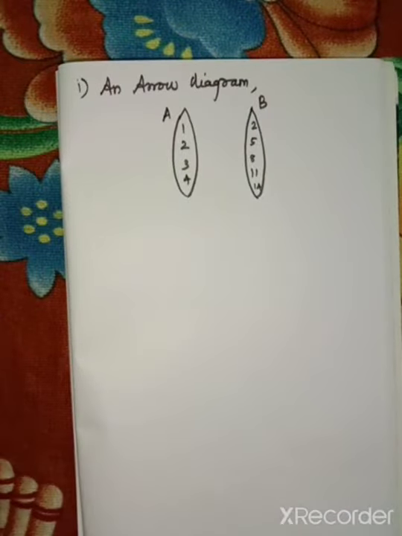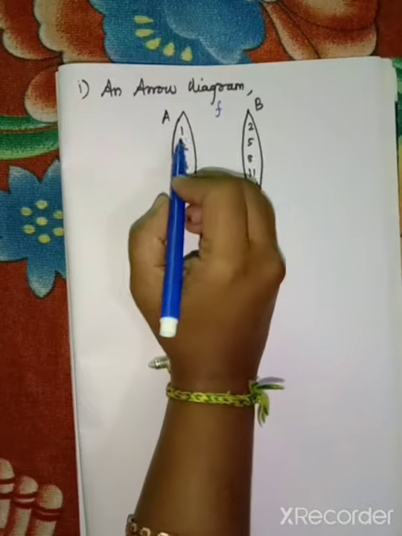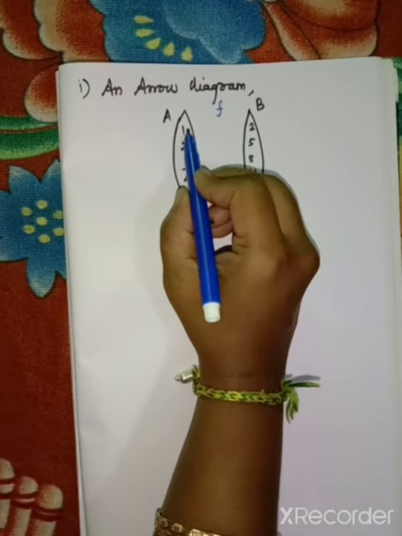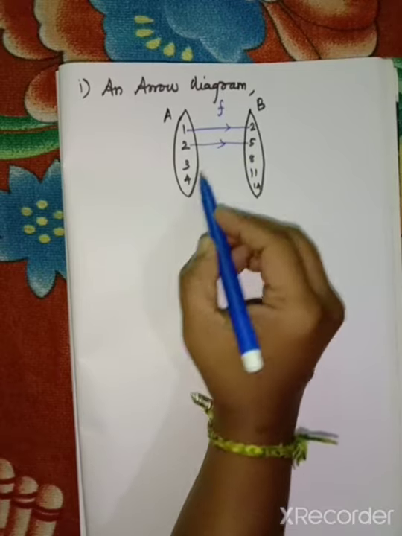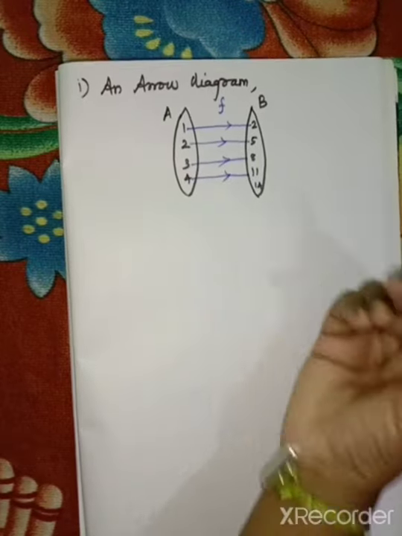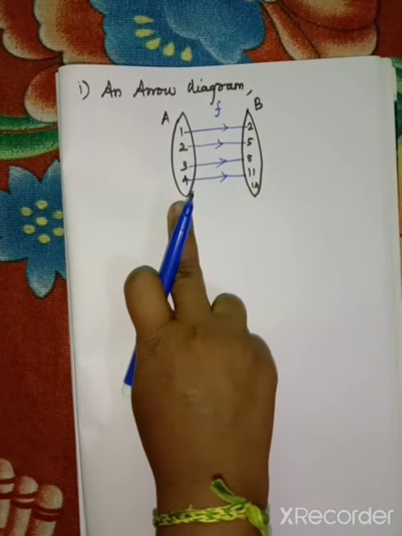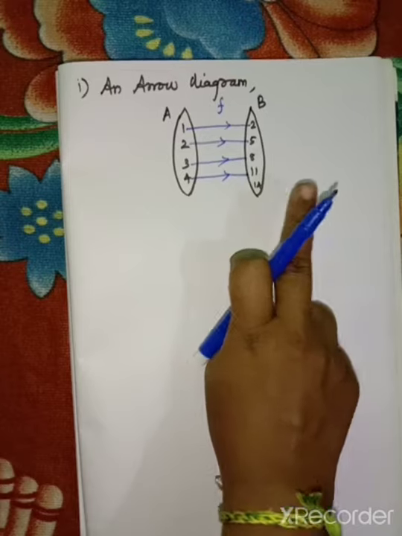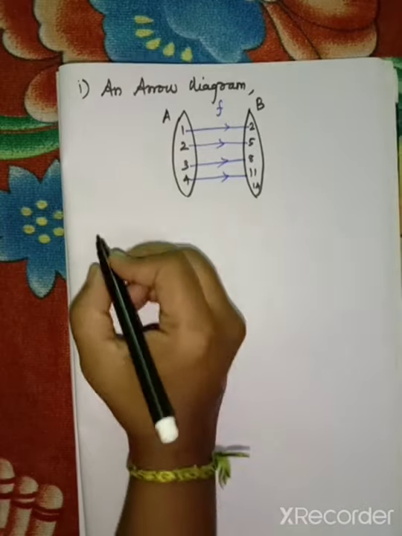Here the function is f, so in between you have to write f. For 1 we find 2, for 2 we find 5, for 3 we find 8 and for 4 we find 11. So it is a function, because for all the domain values we have exactly unique images. Then the second one is table form.